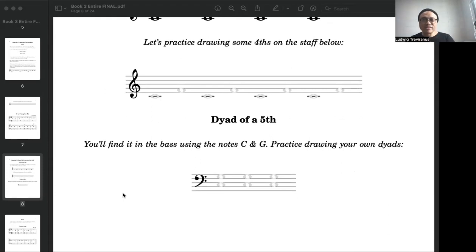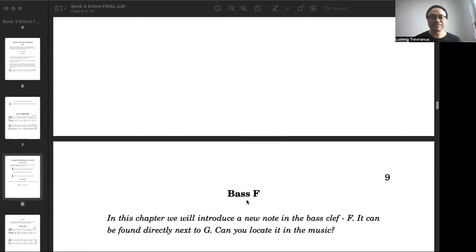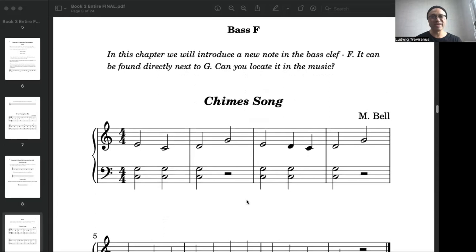Now we're getting a little bit more advanced. We'd like to introduce them what a dyad is. So a dyad is two notes being played at the same time. In this case, we're introducing them C and G. So if our math is correct, the piece that we're going to see has steps, skips, fourths, and also a dyad of a fifth in the bass. What do you know? Here we go.